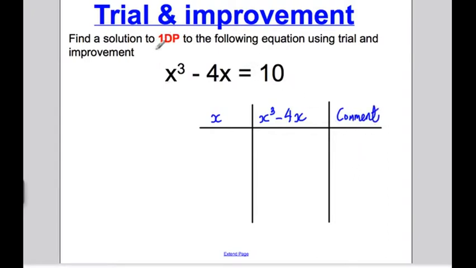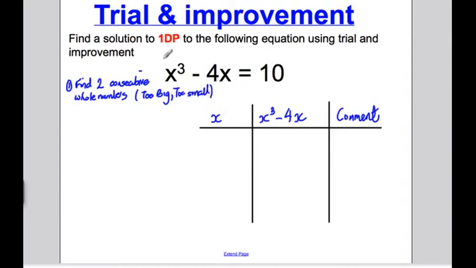Okay, step 1. Never start straight with decimal guesses. You always have to start in the same way. So step 1, you need to find 2 consecutive whole numbers. That's whole numbers after each other, like 3 and 4 or 11 and 12. So find 2 consecutive whole numbers, where one has to be too big, and the other is too small.